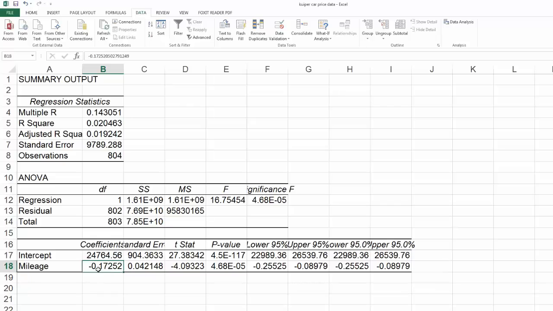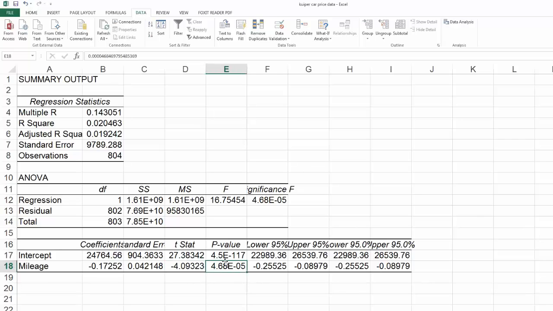Do I know whether this is a reliable estimate? Should I have much faith in the fact that the actual relationship between mileage and price is this negative 17 cents? Well, that's when I need to start looking at the t-stats and the p-values. And for the mileage variable, which is what I'm concerned about, that t-statistic is over 2 in absolute value. I mean, it's negative 4 instead of negative 1.5 or something. So it's bigger than negative 2.